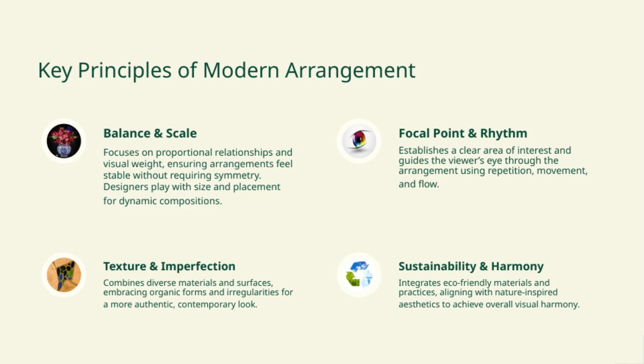Finally, let's discuss balance and scale. This principle focuses on the proportional relationships and visual weight of the elements we use. The goal is to make arrangements feel stable and harmonious without relying on symmetry alone. By playing with size and placement, we create dynamic compositions that are visually interesting and well-balanced. All these principles come together to form the key pillars of modern arrangement.